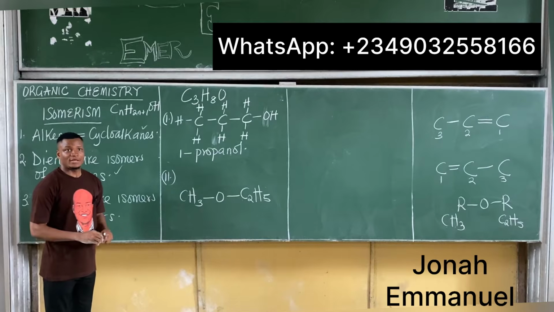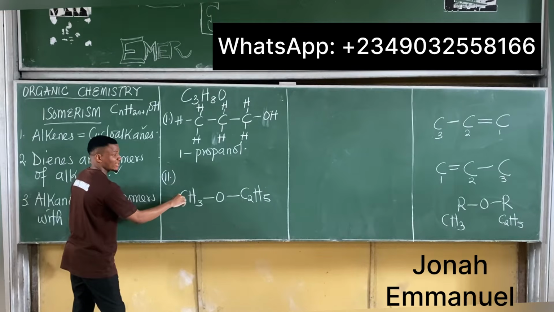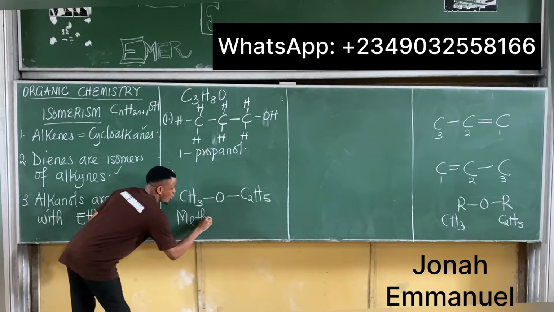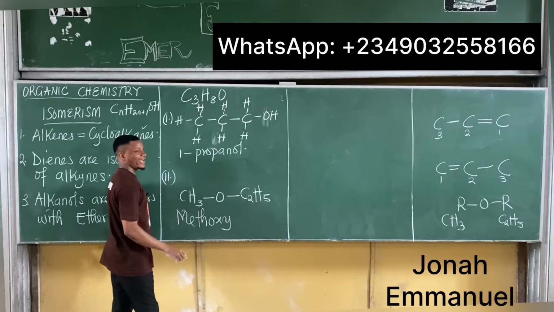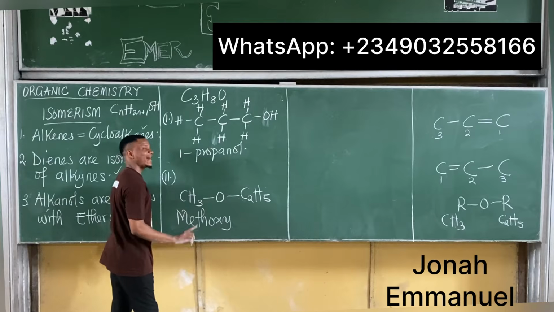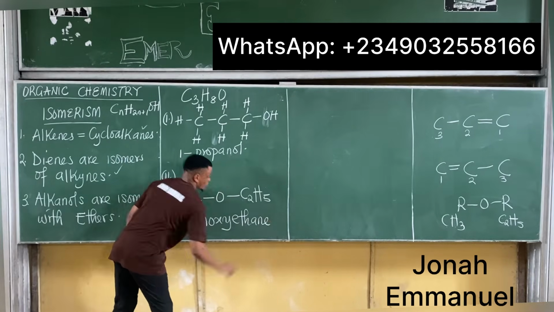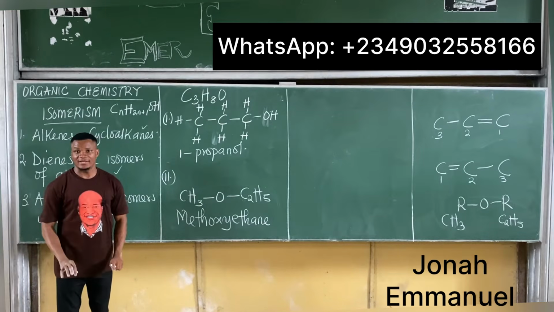Now listen, I showed you how to name this last time. I'm having one carbon. One carbon is what? Met. This one becomes oxy. This one is 2 carbons. 2 is what? Et. You call it as an alkane, it becomes ethane. This is called methoxyethane. Now keep it pending.